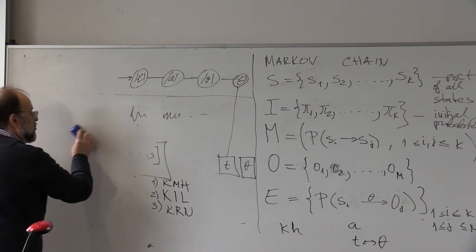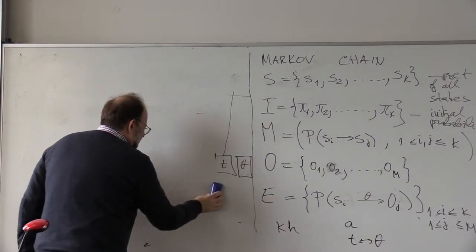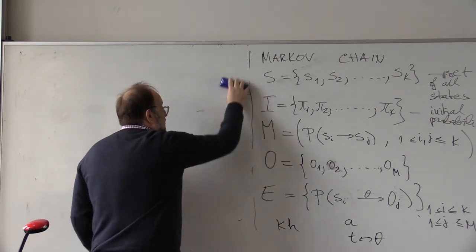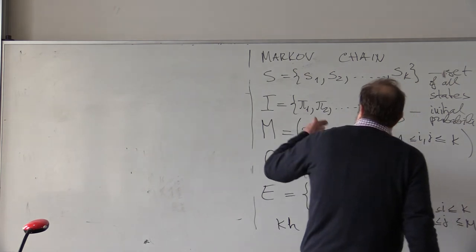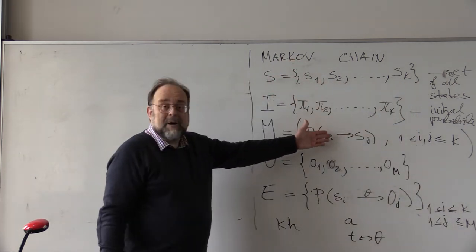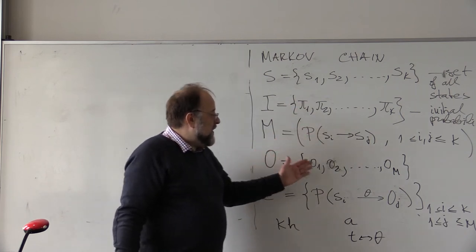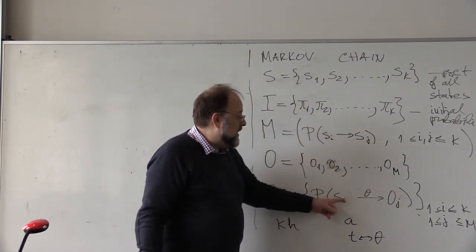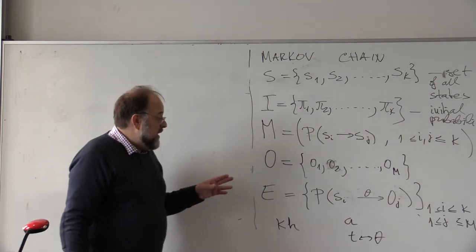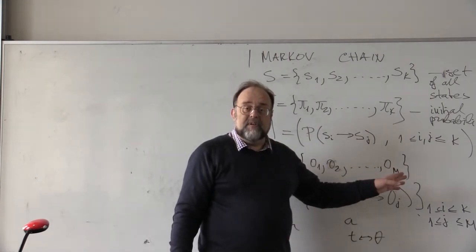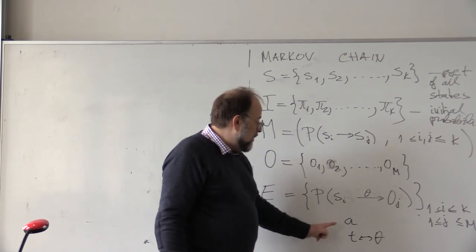So I will show you something called the Viterbi algorithm. What is the algorithm? The algorithm is precisely this. When you are given a Markov chain with states and probabilities, and the observable states with their corresponding probabilities, it tells you, given a sequence of observables, what is the most likely run of the Markov chain to produce that sequence of observables.